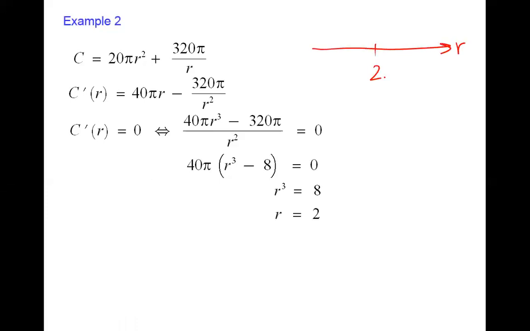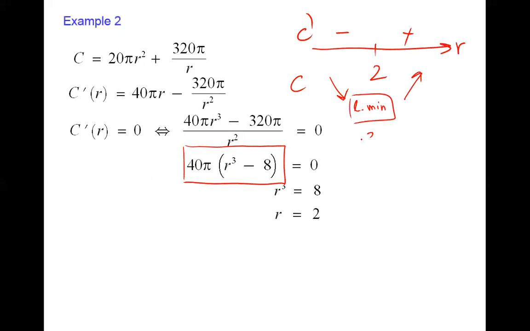If the radius is 2, let's see what's happened with the derivative. This is a nice formula of the derivative. If I put 1, I have negative. If I put like 10, it will be positive value. Then the cost function is decreasing and increasing. That means we do have local minimum value at 2. Cost will be minimum at radius 2.